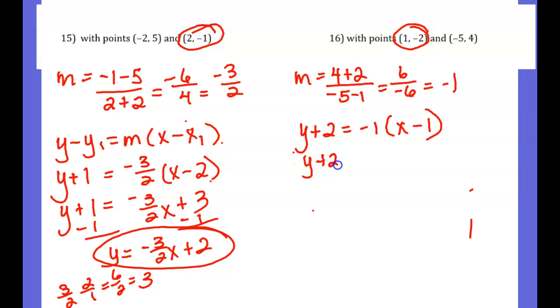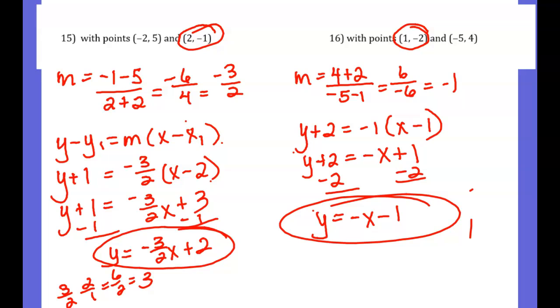We're going to distribute. Negative 1 times x is negative x. Negative 1 times negative 1 is plus 1. Then we're going to subtract 2 from both sides. Our equation is y is equal to negative x minus 1. And there you have it.